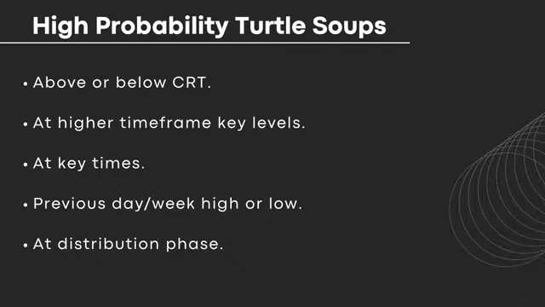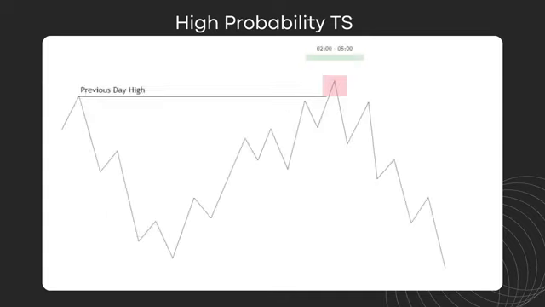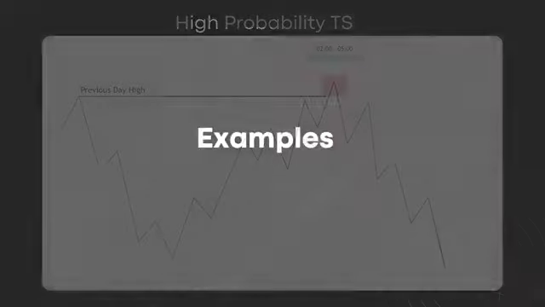But here is a brief summary. Moving on to the next slide, right here you can see we've got this CRT range on the higher time frame, and just above it we've got this higher time frame key level. So the best turtle soup will occur right above the CRT range when it's purged at a key time and the higher time frame key level is tested, right? And then the target would be 50% of the range, and then eventually the opposite end of the range. Another high probability framework is when the previous day, week, or session high or low is purged at key times along with testing higher time frame key levels.